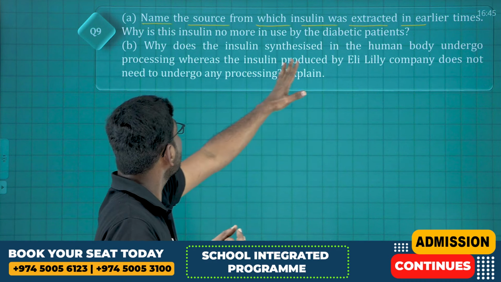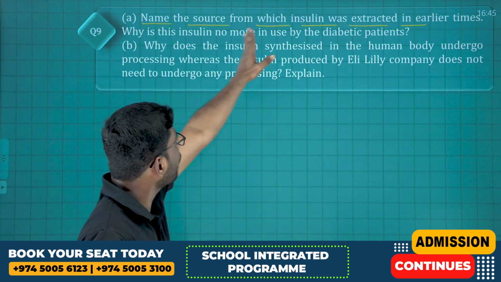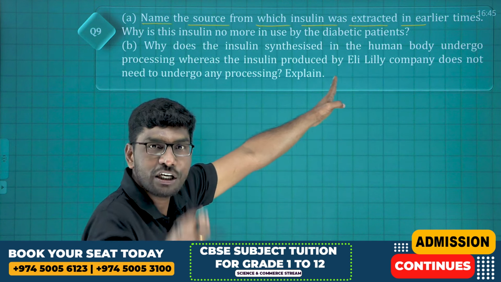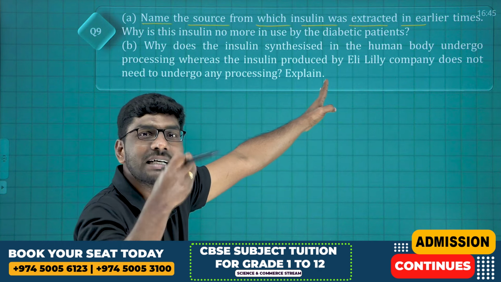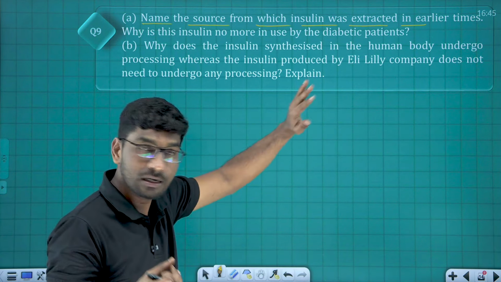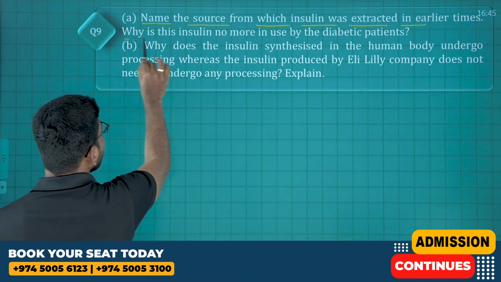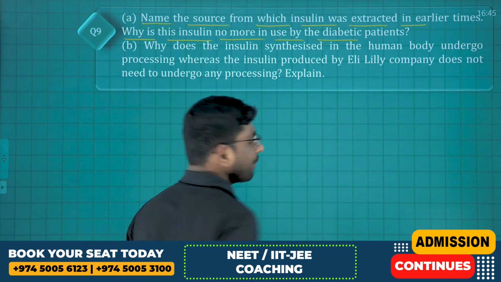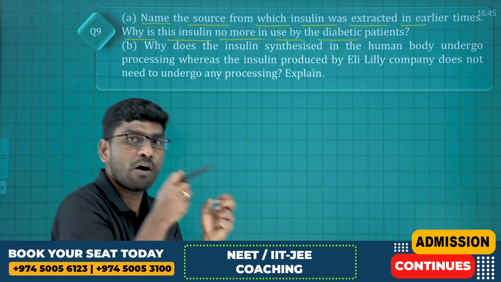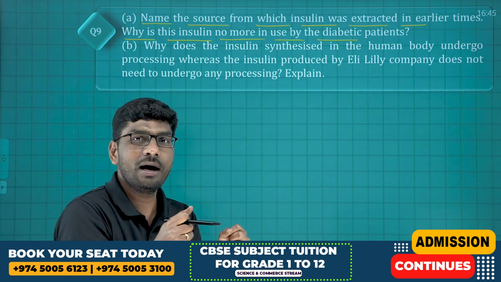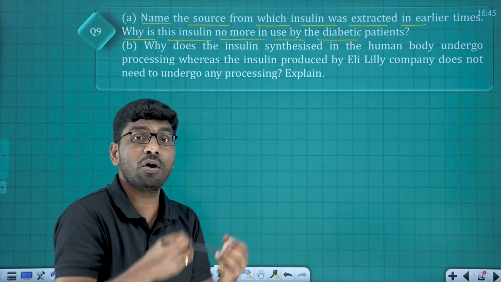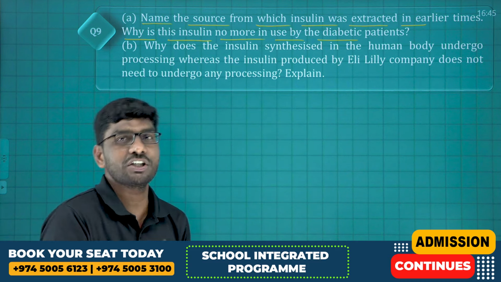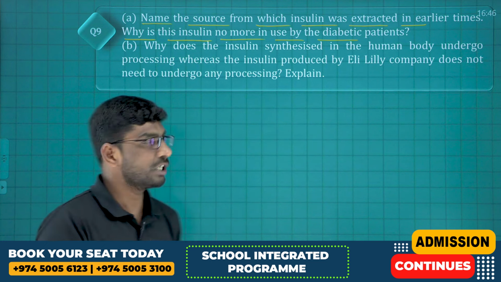So what are they asking? Name the source from which insulin was extracted in earlier times. Earlier, insulin was extracted from slaughtered cattle and pigs. Clear? Now, look at it. Why is this insulin no more used by diabetic patients? Because this foreign insulin is creating allergic reactions in the patients. So they are not using this one.